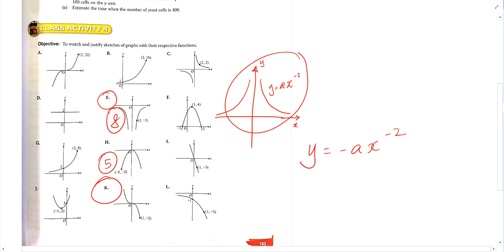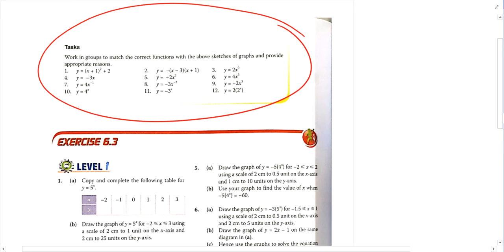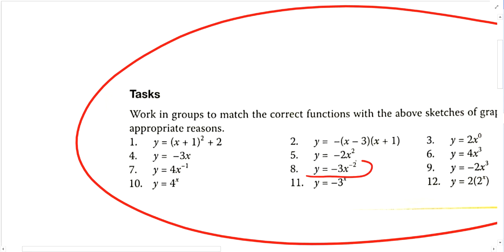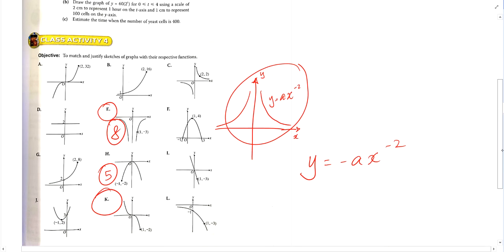So you look at the list on the next page. Apparently, there is only one: y equals negative ax to the power of negative 2. Because all the original positive y values became negative now because of the negative sign. So that's for part E.